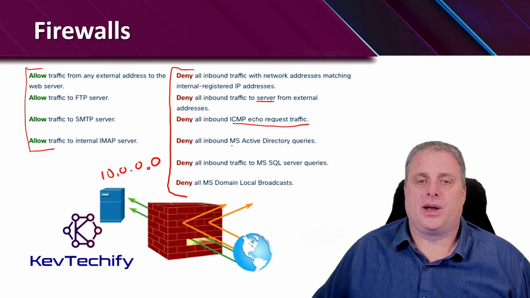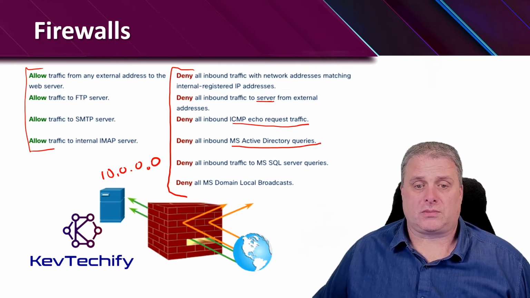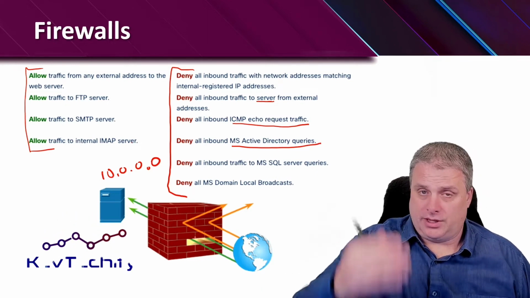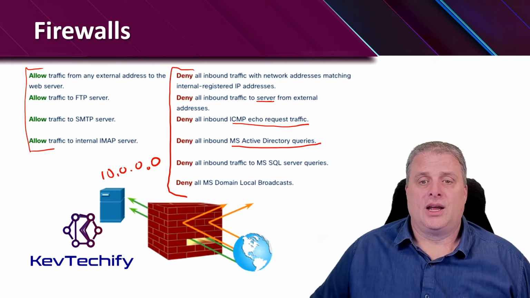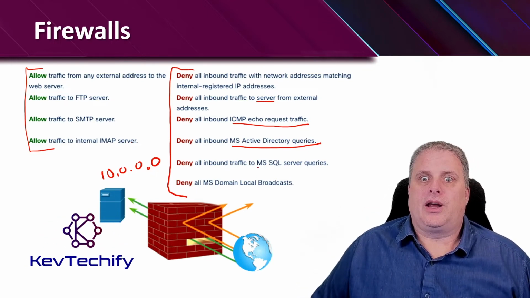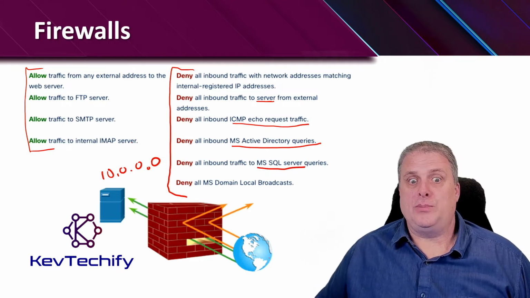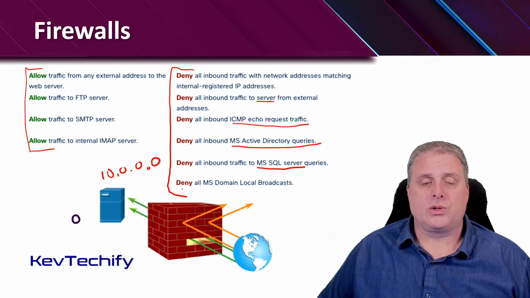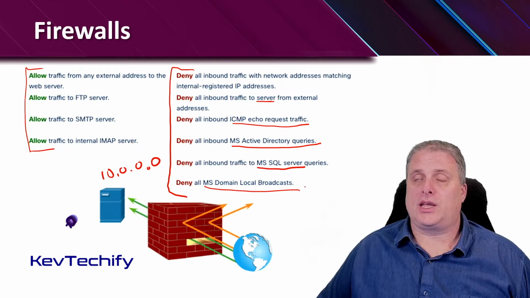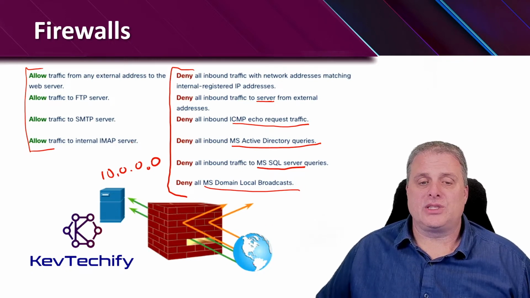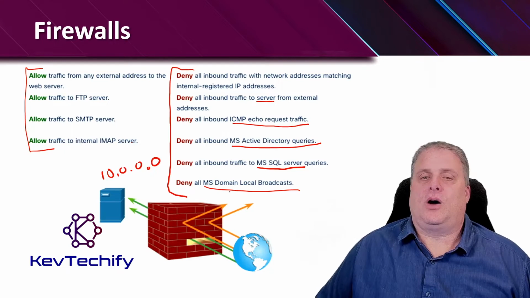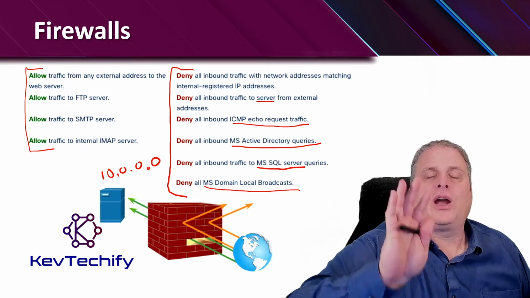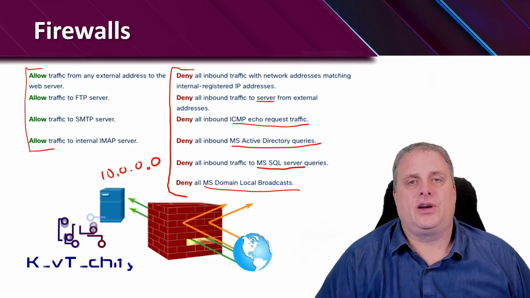Deny all inbound Microsoft Active Directory queries. Somebody on the outside of your network doesn't need to know the information on your Active Directory. Let's go ahead and deny that traffic. We want to stop anybody from querying our SQL servers. We don't want external people figuring out the information in our databases. We also want to deny all Microsoft domain local broadcasts. All traffic from the outside, we want to stop all of this traffic. And so we have explicit rules set up to make sure we are blocking this type of information in our firewall.